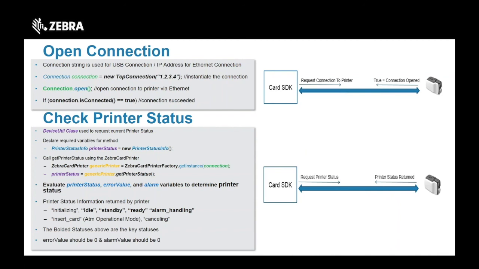The next stage is to check the printer status. For that, you will be using the device utility class and printer status info. From there, you will be able to get the status using the Zebra card printer through the card printer factory connection. And from there, you will be able to pull all of the status from the printer.